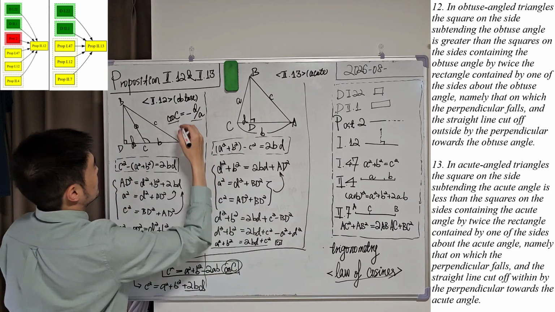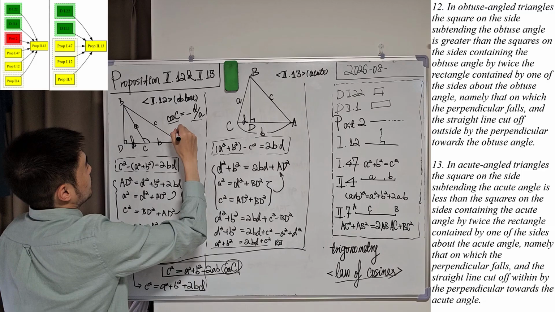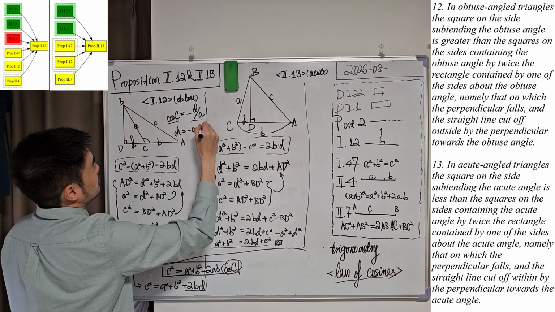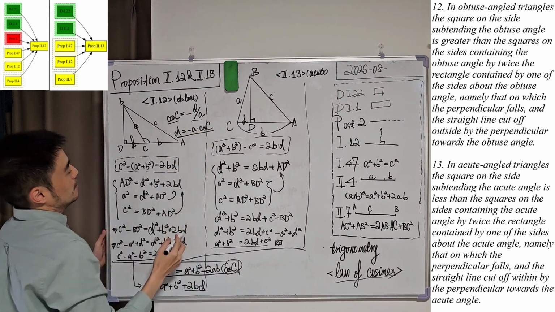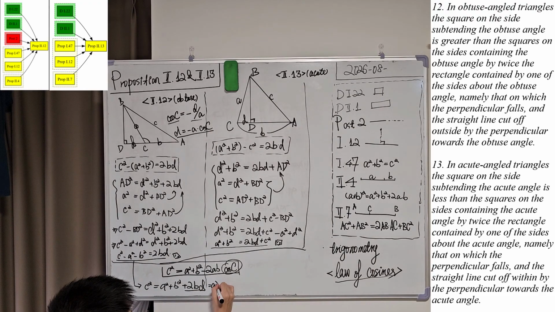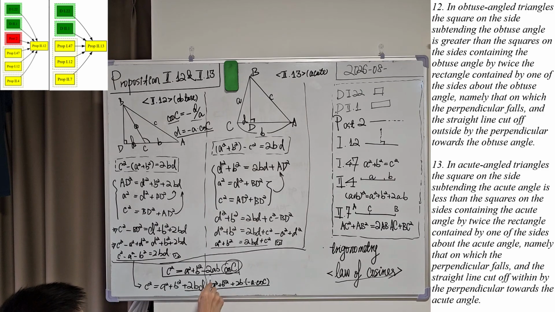oh, I'm sorry, let me write it in this form. So we have D is equal to negative A times cosine C, correct? And if we plug D in here, we have that A squared plus B squared plus 2B times negative A times cosine C. And we can see that this equality is absolutely equivalent to the law of cosines, correct?